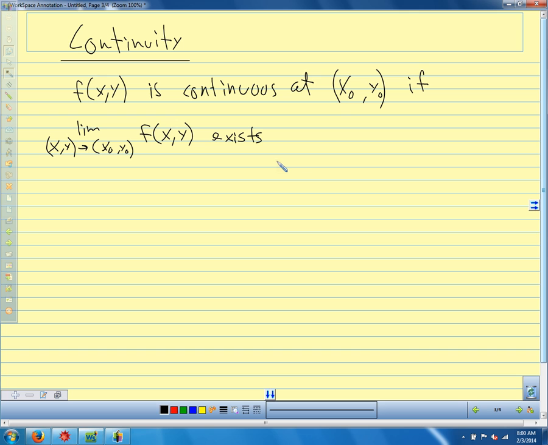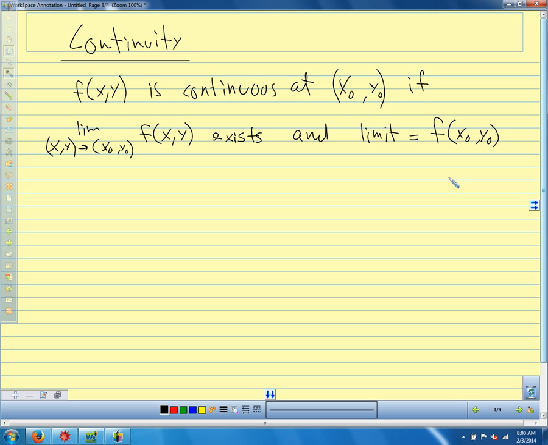and what was the other thing we wanted to have for continuity? That limit exists and? We're going to talk about differentiation a little later, but what do we need the limit to be? The function value at x0, y0. And the limit equals f of x0, y0. So we need the limit to exist, and we need the limit to equal the function value at that point. And that tells us when our function is continuous. Same thing for a multivariable function. We need the limit to exist, and we need the limit to be the function value at that particular point.